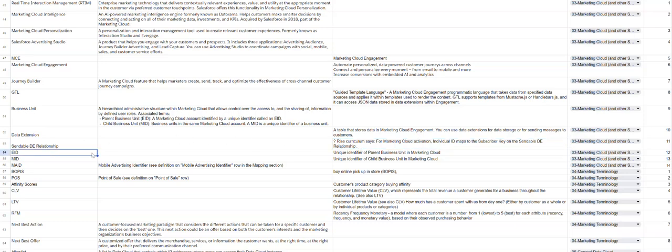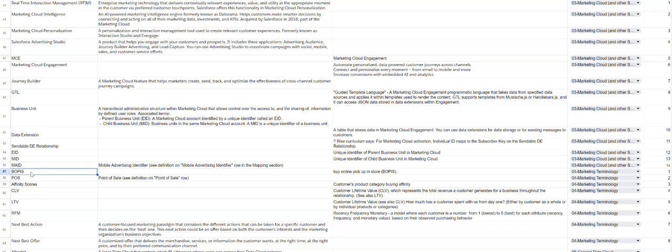Here's the EID again, which is a unique identifier for the parent business unit in Marketing Cloud. And the MID is a unique identifier for a child business unit in Marketing Cloud. But MAID is different from MID. MAID is a mobile advertising identifier, and that definition comes later in the mapping section. I decided to split them up so that we'll see it twice in 2 different videos so we can try to remember MAID, Mobile Advertising Identifier.